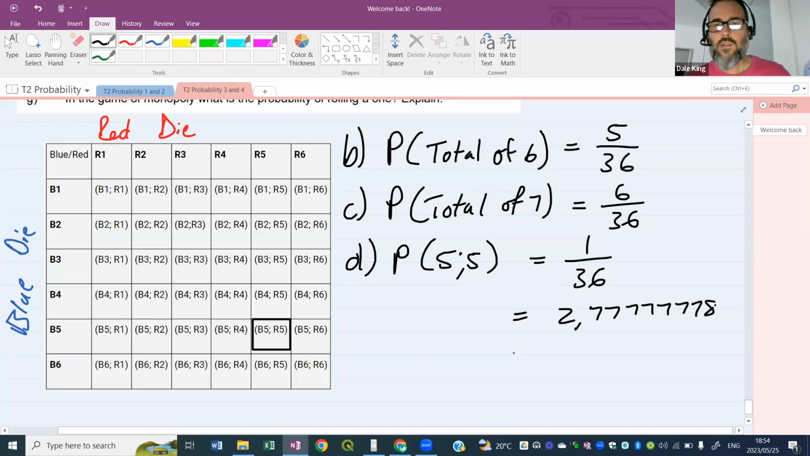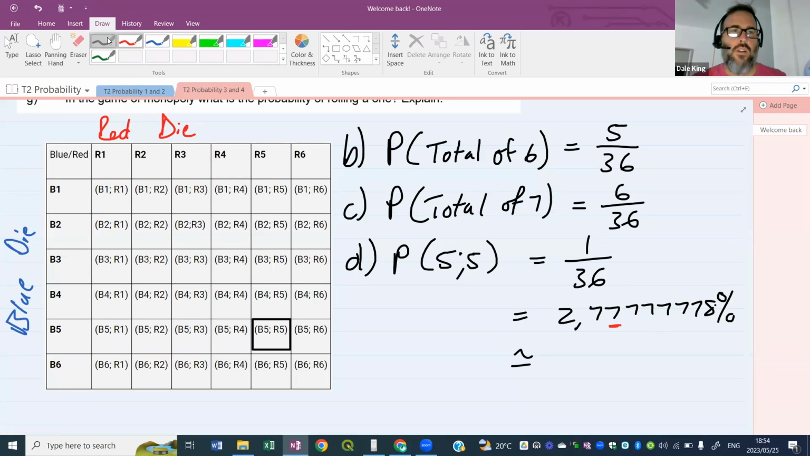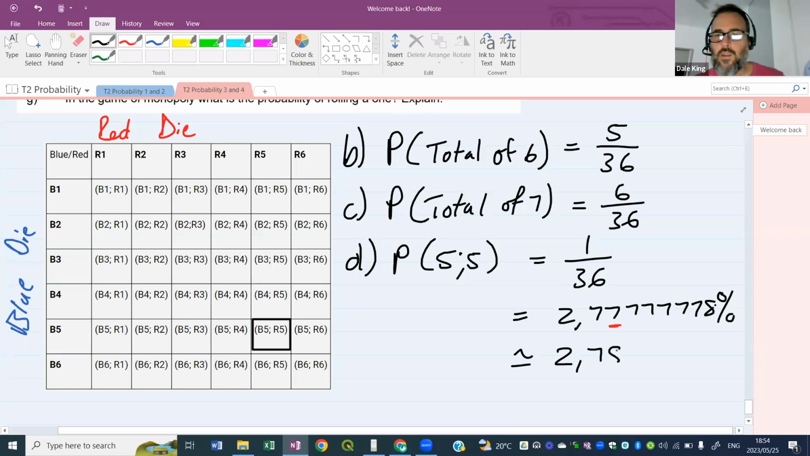What is that as a percentage? Round it off to 2 decimal places. So we have to look for the second decimal. There it is. The 7 is on the second decimal. Will it change? Yes, it will. It'll become 2.78%. So your chance of getting a 5 on a dice is very, very small. Very, very small. Unlikely.